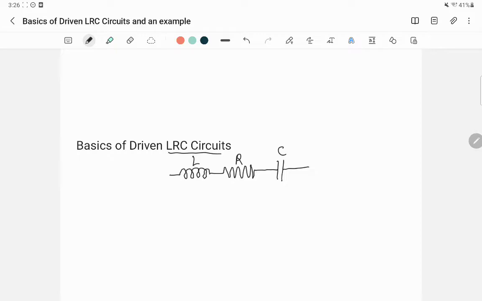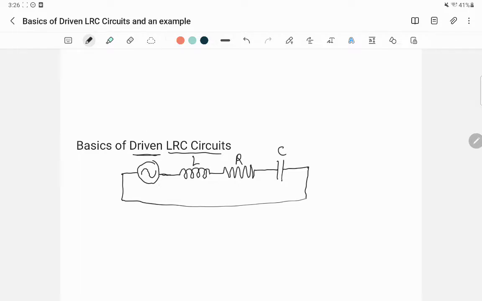Now, here is the LRC circuit, but we have a driven LRC circuit. I'm going to represent that by this symbol, which is a typical representation. The elements are all lined up along one line, so this is not a parallel circuit but a series circuit, and the rest of the circuit is just a wire. So this is a driven LRC circuit.